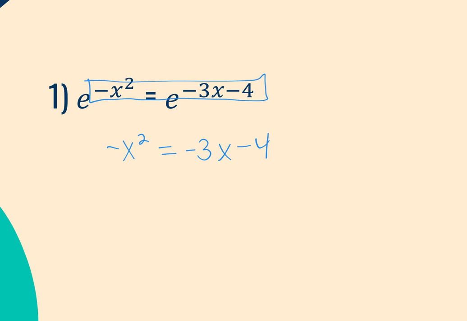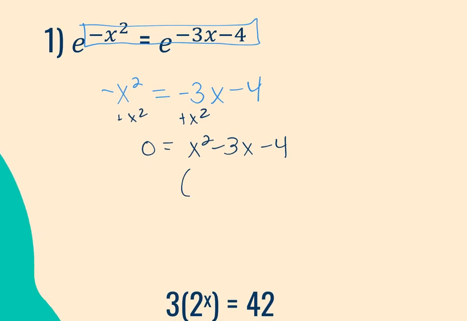Good. You're going to have to factor, so get everything on the same side. I would prefer a positive x squared, so I'm moving from left to right here. You could go the other way. Now I factor. Factors of negative 4 that sum to negative 3: negative 4, positive 1, and then split and solve. So x is 4 and x is negative 1.